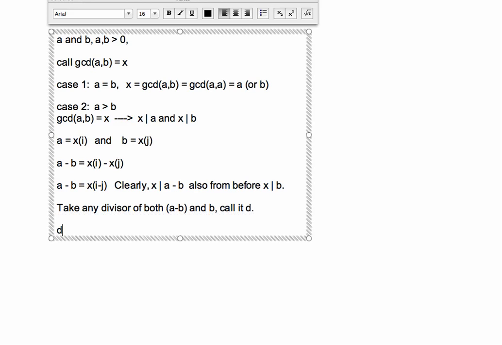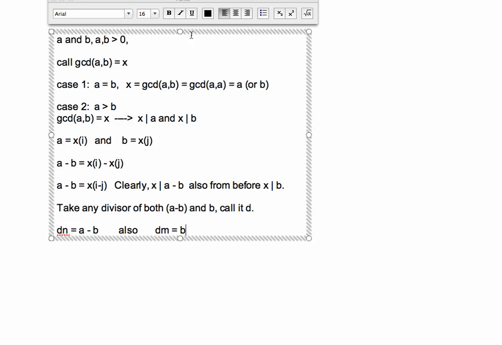Now, D times N, I'm just following my notes here, to make sure I get the right letters. Yeah, let's say that the fact that D is a divisor of A minus B means that D times some number, which we're calling N, is equal to A minus B. Okay, great. And also, we know that D times some other number, M, is equal to B. Great.